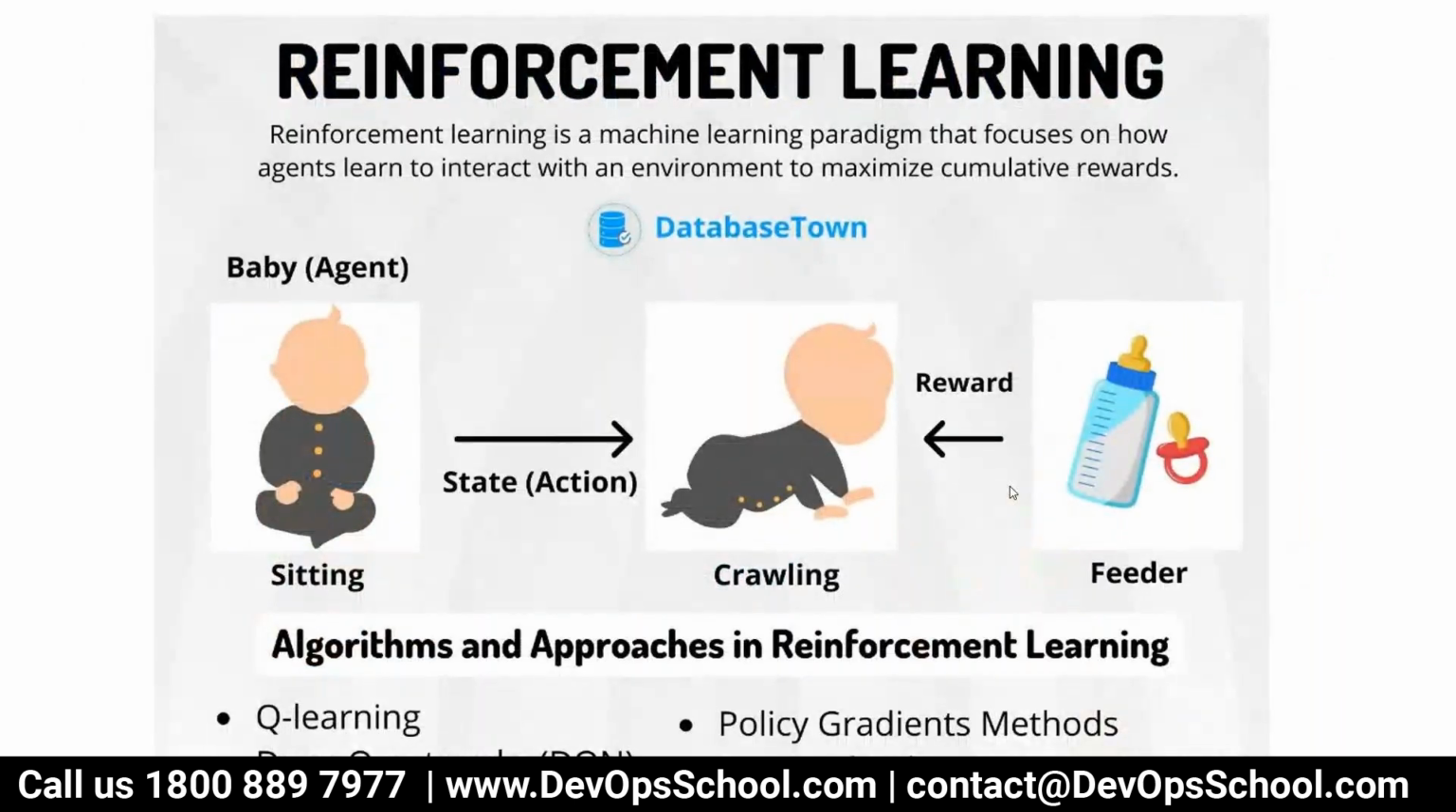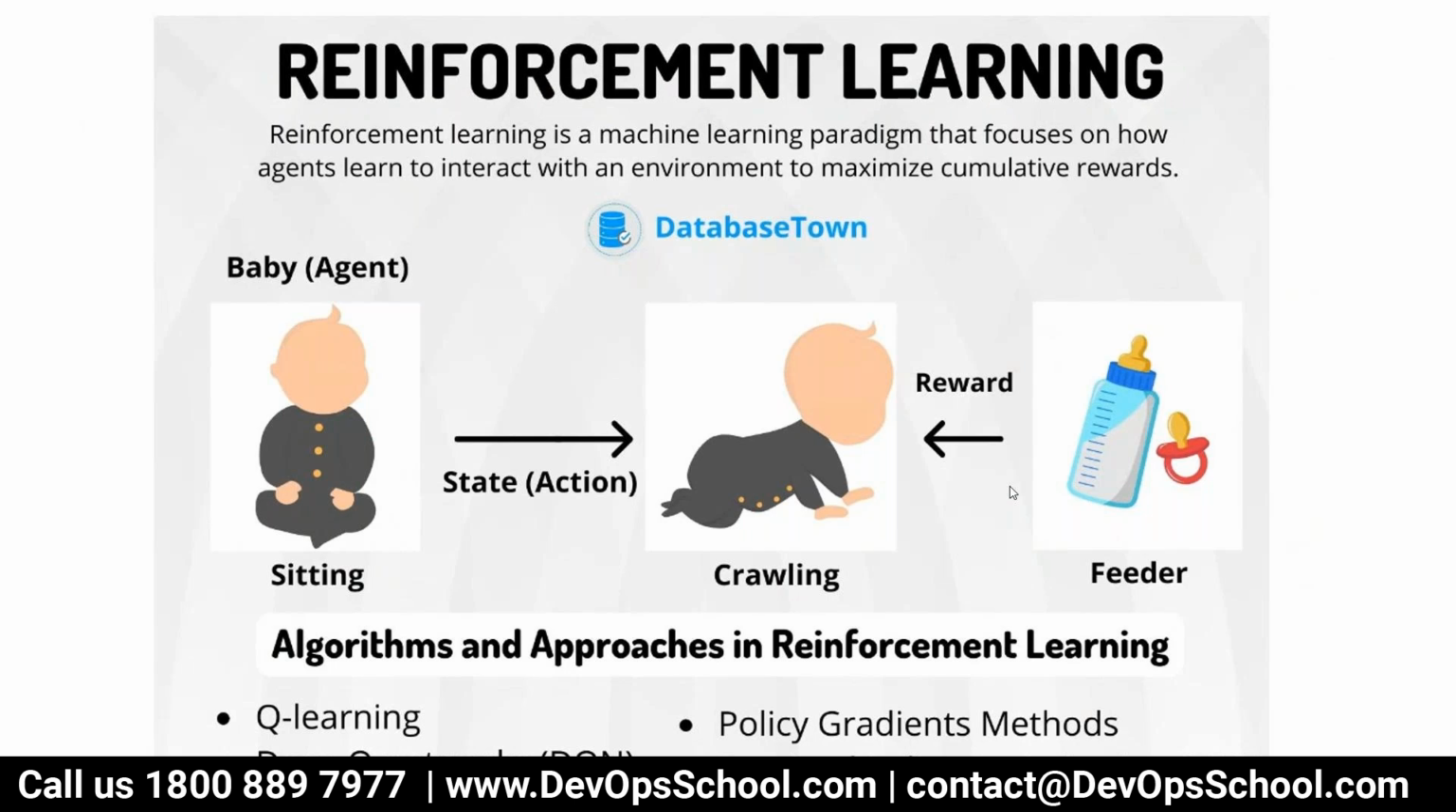Again, this is us, right, a baby, which can be the agent. And if you want to teach them, if they are crawling, then you give some food, and if they are sitting, they do not get food, something like that.